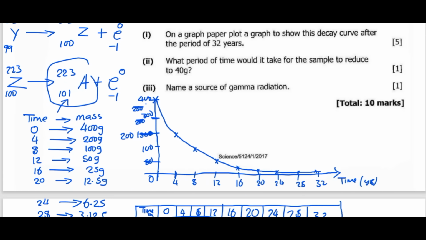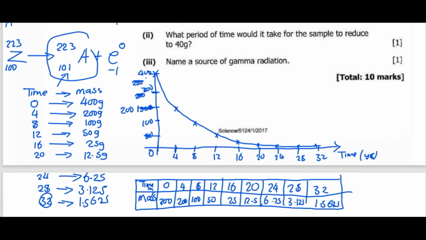Then Roman numeral 2: what period of time would it take for the sample to reduce to 40 grams? Here, if this is our 100, and here we have 50, then 40 is somewhere here. So what you need to do is draw, the way we do in statistics, a line parallel to the x-axis from 40 on the y-axis. Upon touching the curve, you move down. So this is where our point is.